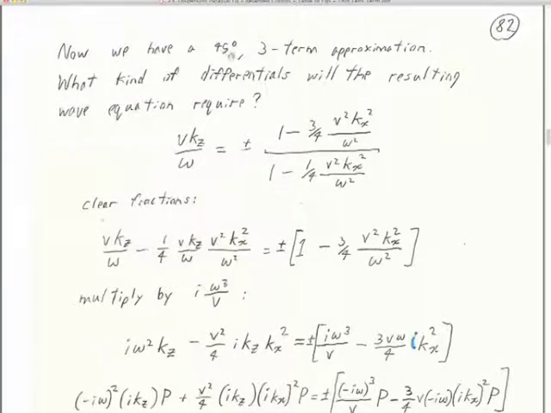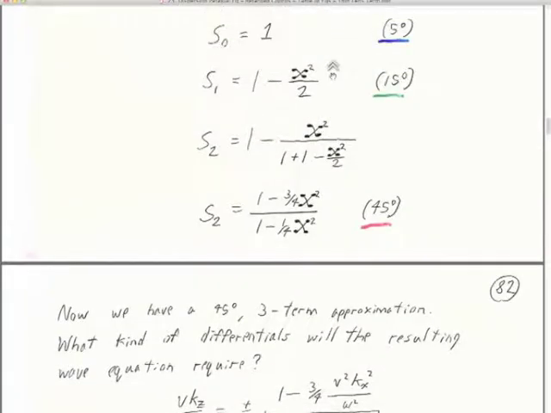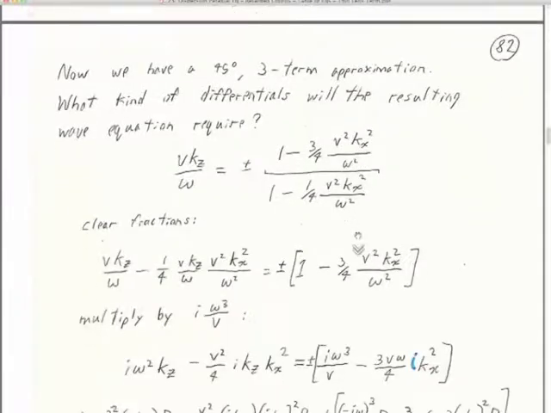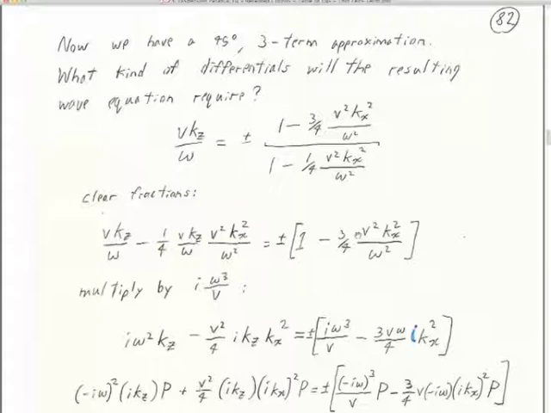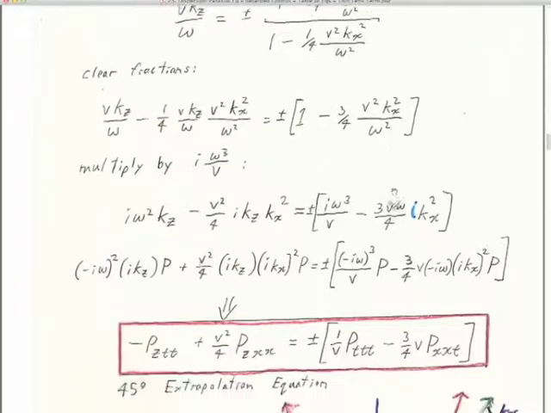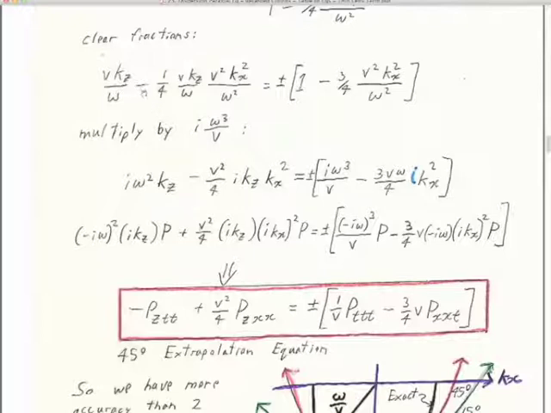So we have a 45-degree, three-term approximation. We clear the denominator here, and that's going to end up with three terms. And what kind of derivatives, what kind of differentials will the resulting wave equation require? So we're going to have vkz over omega being approximated by plus or minus 1 minus 3 quarters v squared kx squared over omega squared over the quantity 1 minus 1 quarter v squared kx squared over omega squared. So we clear all the fractions, and we've got vkz over omega minus 1 quarter vkz over omega times v squared kx squared over omega squared is equal to plus or minus the quantity 1 minus 3 quarters.